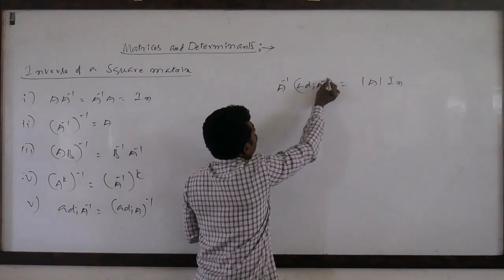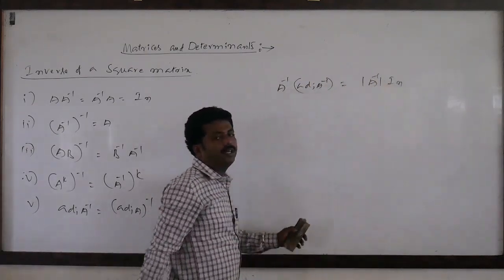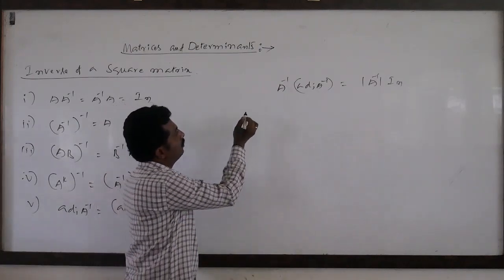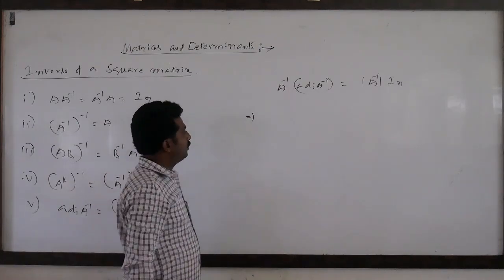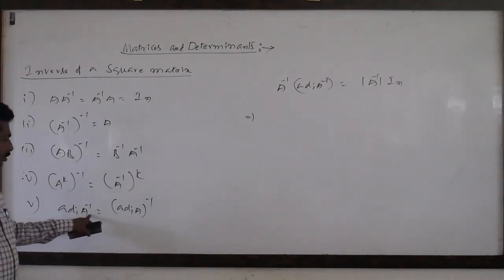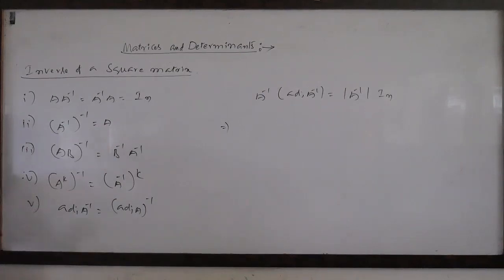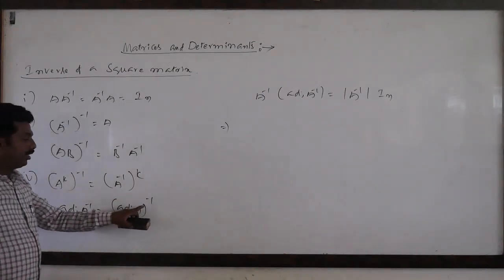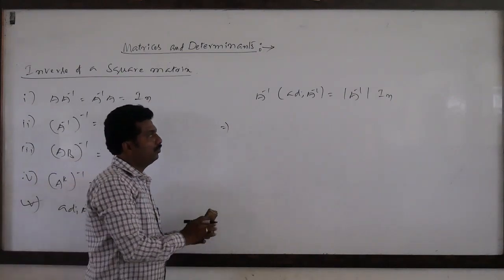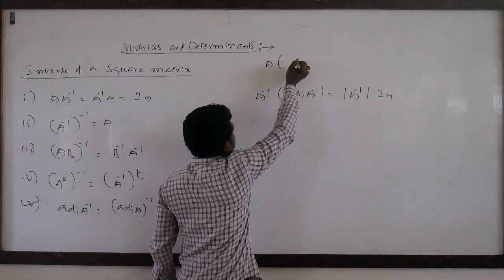A inverse equal to adjoint of A whole inverse, nothing but this is determinant of A whole inverse. So from this, what we have to prove is adjoint of A inverse equal to adjoint of A whole inverse. Next property: adjoint of A inverse equal to adjoint of A whole inverse, we have to prove. So how to prove? What is the previous concept?